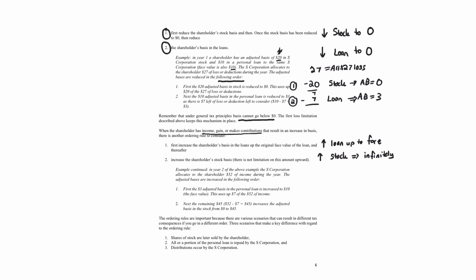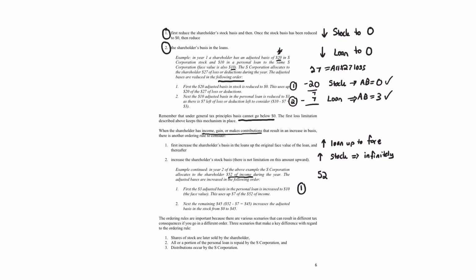So let's continue with our example. We just reduced our basis all the way down to, well, the stock basis is 0, loan basis is 3. That's the end. And all 27 of the loss can be taken under the first hurdle. Then we go to at risk next. What if we have in year 2, $52 of income allocated to the owner? Okay, we've got $52 of income.